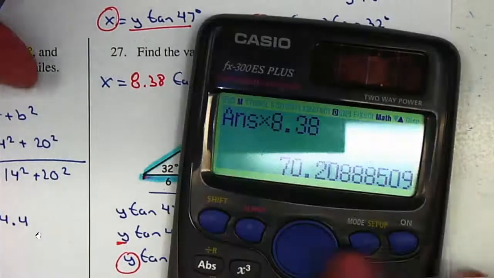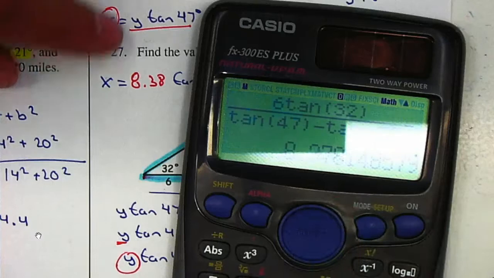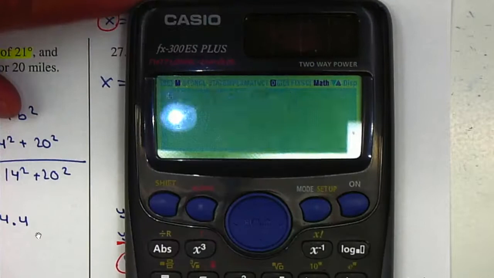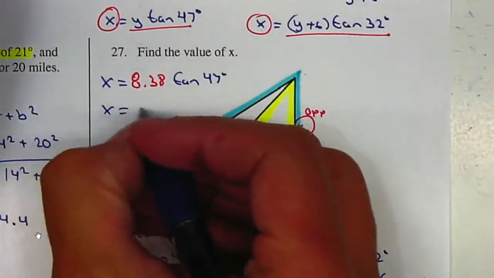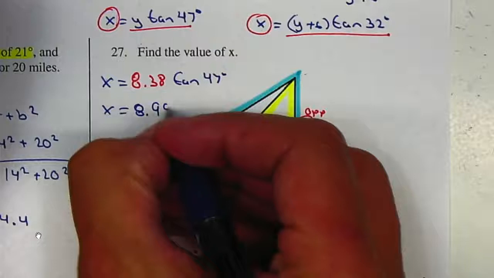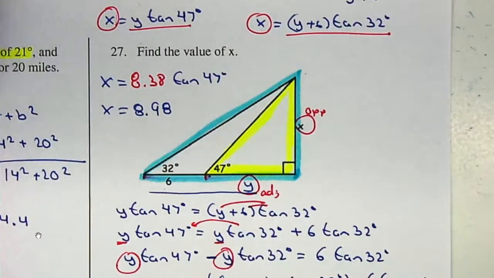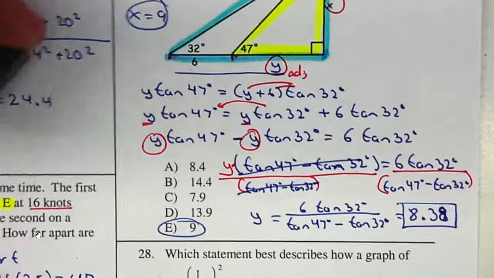Oh, excuse me. What did I do wrong? I need to multiply. So once I have this, I can multiply by the tangent of 47 degrees, and that will give me 8.98. So x is equal to 8.98. And they rounded it up to 9. So x is equal to 9. So your answer is letter E.